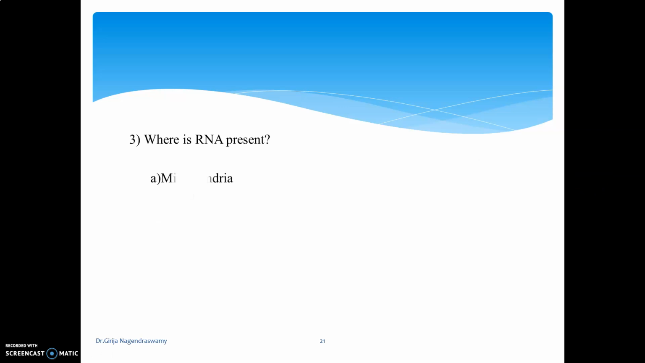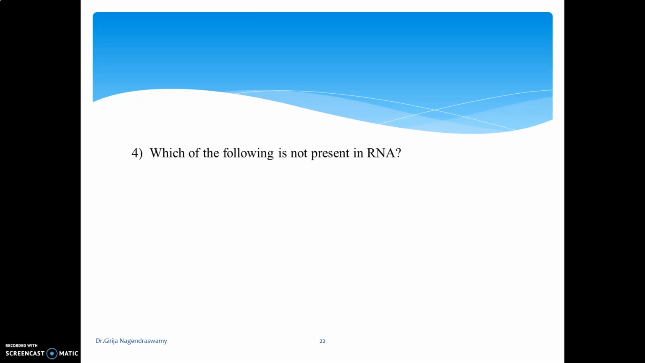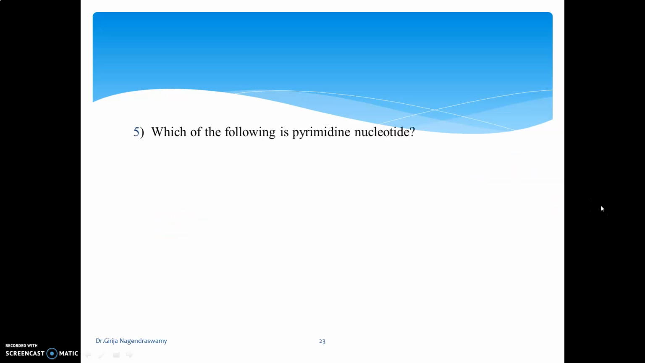Where is RNA present? In both nucleolus and cytoplasm. Which of the following is not present in RNA? That is thymine. Which of the following is pyrimidine nucleotide?